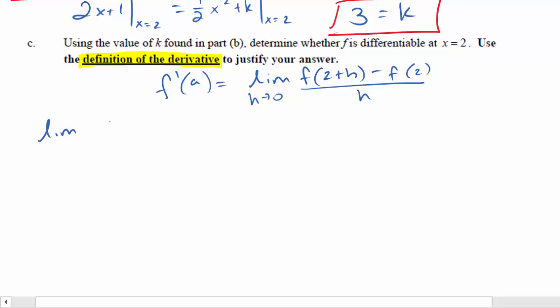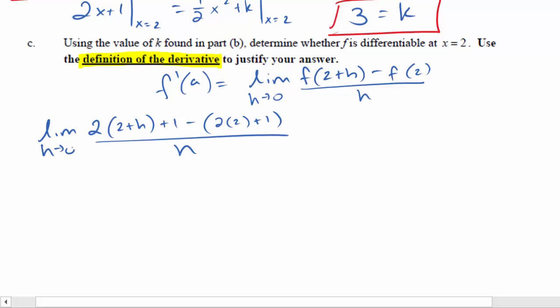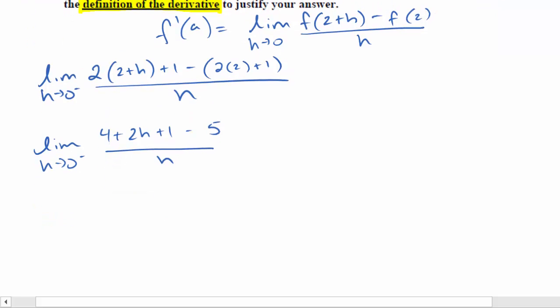So the limit of (2(2 + h) + 1) minus (2(2) + 1), all over h, as h approaches 0 from the left, because we're talking about the gap being from the left side. If we simplify this, we're going to get 4 + 2h + 1 minus 5, all over h. Make sure to continue dropping down until it's evaluated at 0.